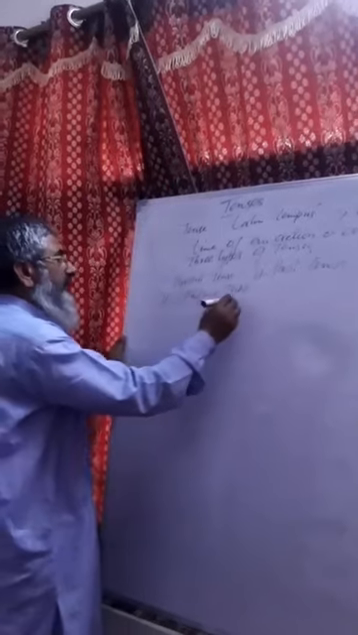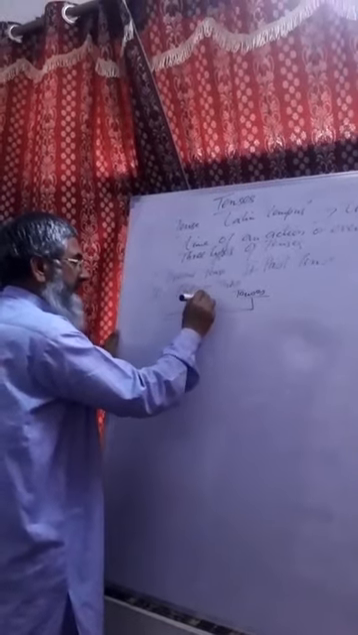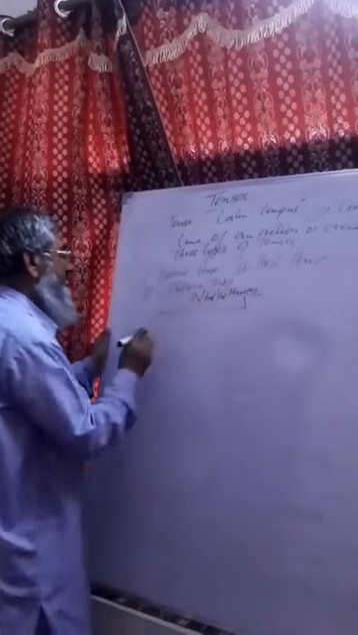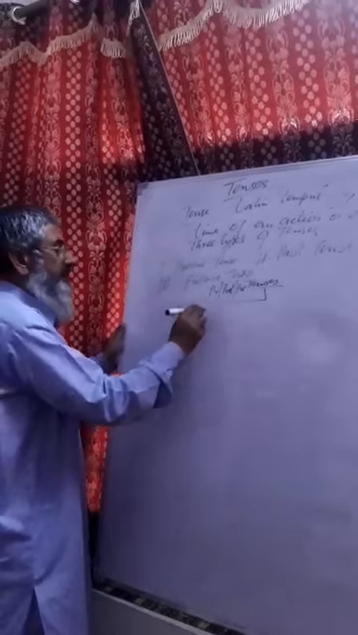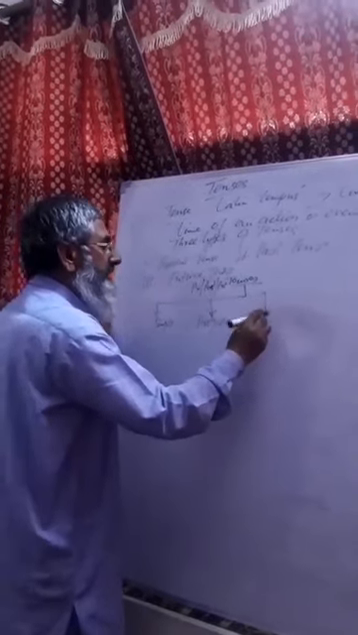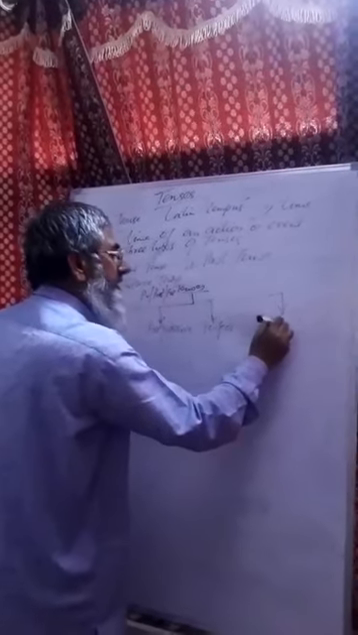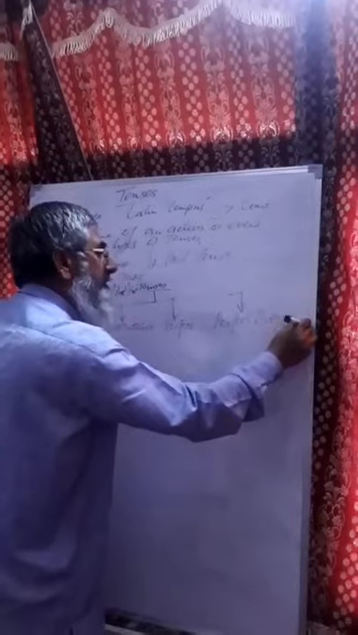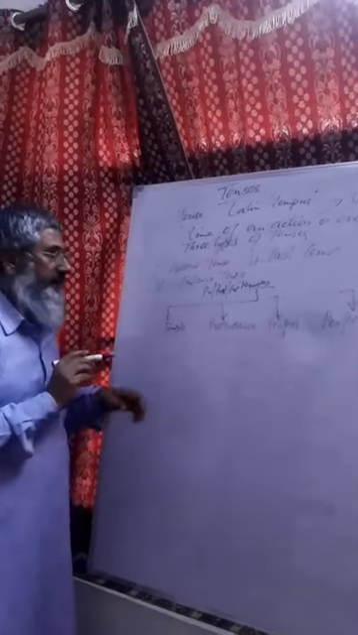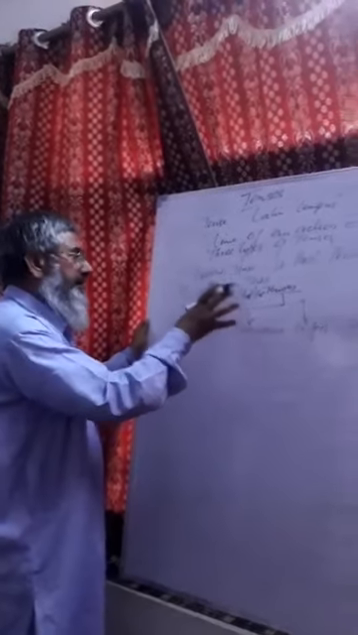Each of these tenses has four forms, whether it is present tense, past tense, or future tense. Number one is simple. Number two is progressive. Number three is perfect. And number four is perfect progressive. So, each of the three tenses has four forms: simple, progressive, perfect, and perfect progressive. Now, we should discuss each of these forms one by one in detail.